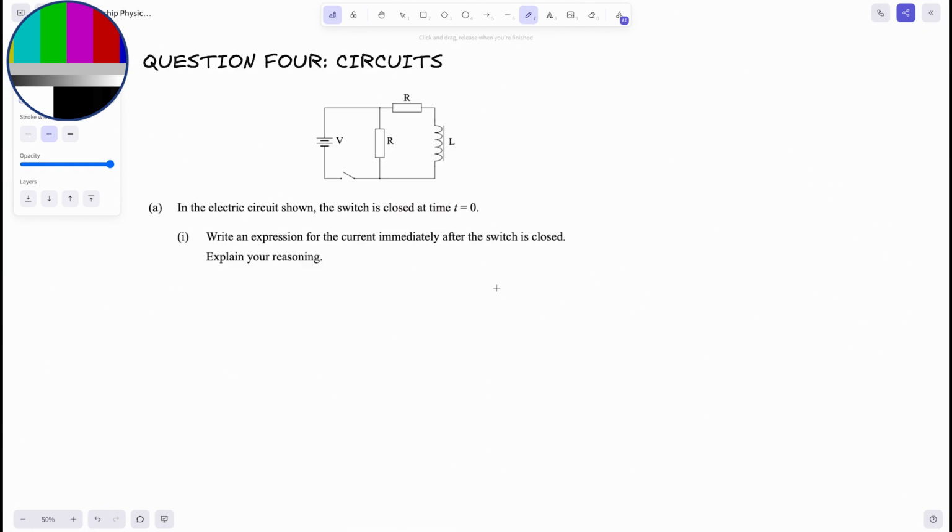There we go. Okay, question 4. In the circuit shown, the switch is closed at time t is equal to 0. Write an expression for the current immediately after the switch is closed, and explain your reasoning.